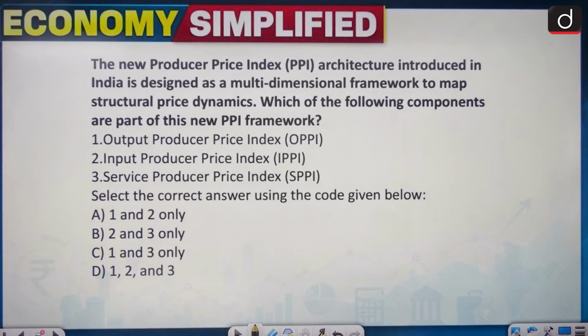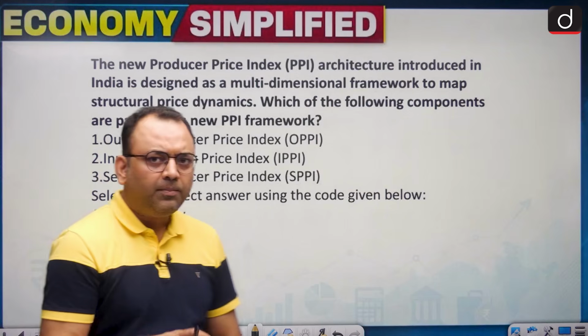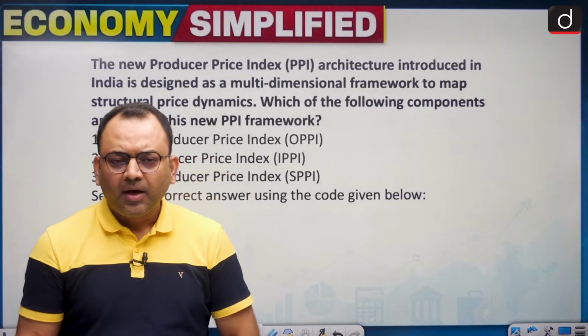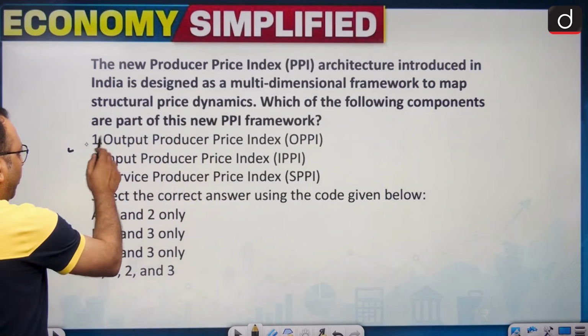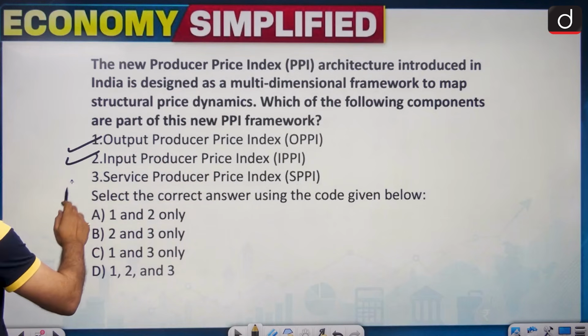The next question is, the new PPI architecture introduced in India, or say to be introduced in India, is designed as a multi-dimensional framework to map structural price dynamics. That's true. Which of the following components are a part of the PPI framework? Friends, see, as I said, PPI is not yet implemented. It's a framework, right? And see, PPI framework will include, say, output price, input price, and the service price.